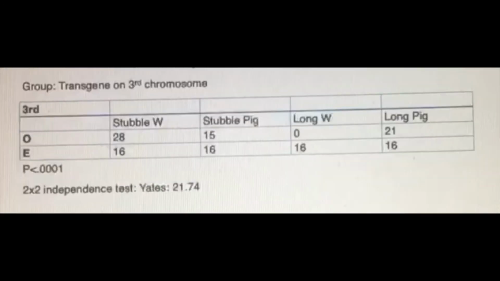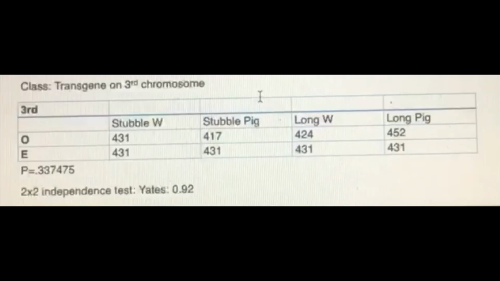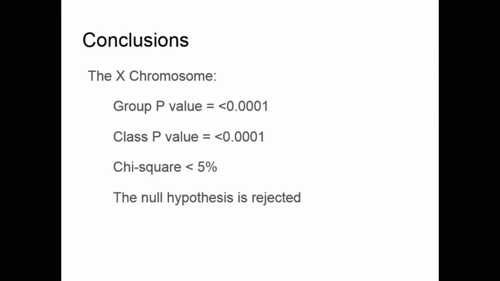For the class data, when the transgene is on the second chromosome, p equals 1, and the independence test Yates equals 0. When the transgene is on the third chromosome, p is less than 0.0001, and the independence test is Yates equals 21.74. For the class data, when the transgene is on the third chromosome, p equals 0.33747, and for the independence test, Yates equals 0.92.